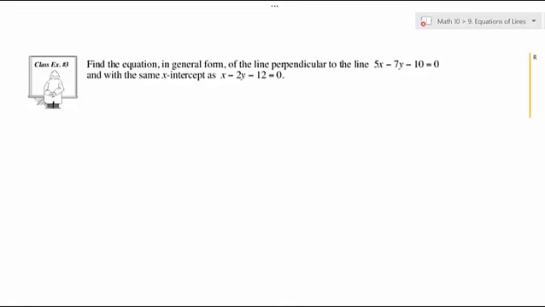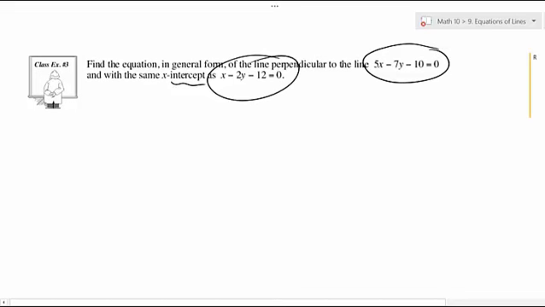And then finally, we've got one more equation here. Once again, we're asked to put it in general form. We've got a line perpendicular to this line in general form with the same x-intercept as this one right here. We're going to start out by finding the slope of this line right here. We write out our equation. It's in general form right now, and we want to make it into slope-intercept form.